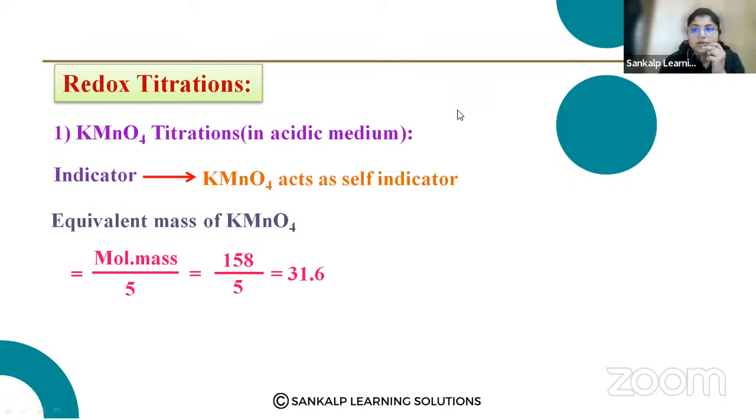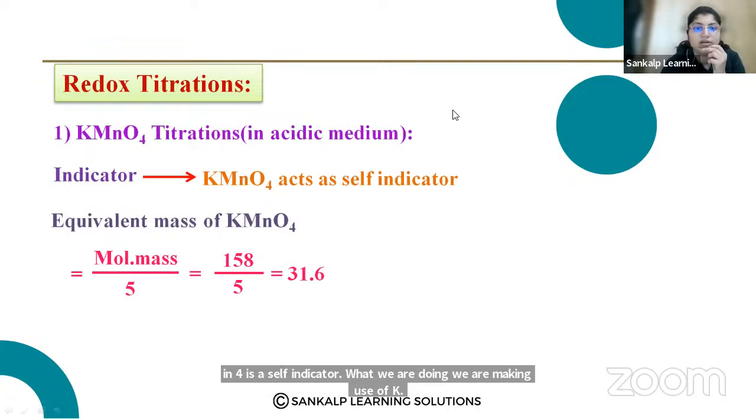KMnO4 is a self-indicator, students. So what we are doing is making use of KMnO4 in the acidic medium.